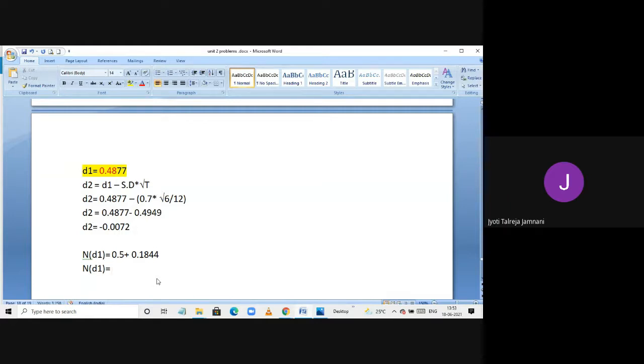So 0.5 plus 0.1844, you will get the N(D1) value. How much is it if we add? 0.6844. Yes, ma'am. This was N(D1). Now let's do N(D2).